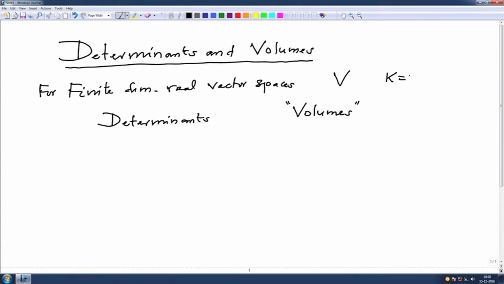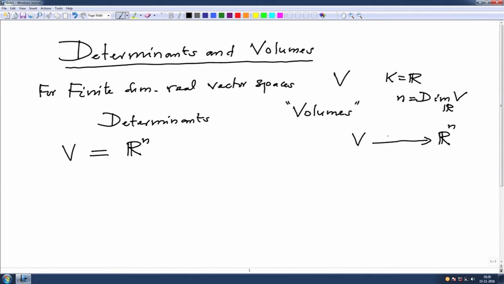K. The base field K is the field of real numbers, and n is the dimension of V. I am going to assume that V is actually R^n, because in any case we know that the dimension is n. So, V to R^n there is an isomorphism. If I have a basis here V1 to Vn, and there is a standard basis here E1 to En, then we always have an isomorphism which maps Vi to Ei.